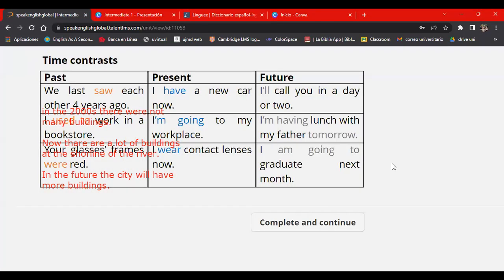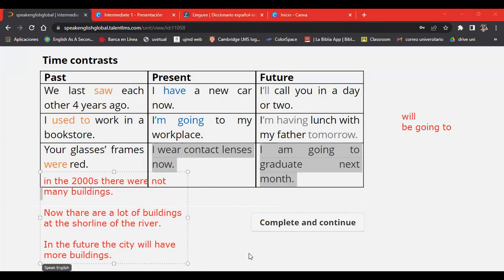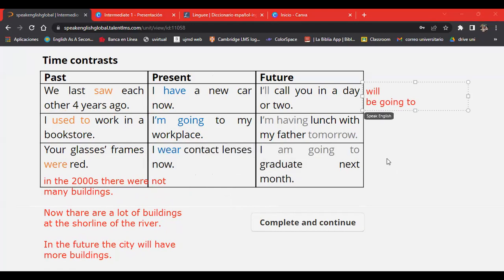Now, one question. Do you remember when do we use will and when do we use be going to? Do you have notes in your notebook? Both are for the future. Will and be going to are used for the future. We use be going to for plans.